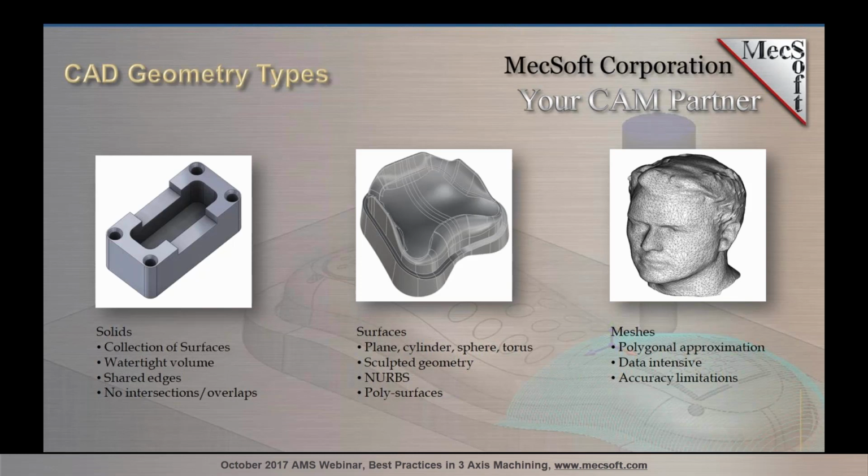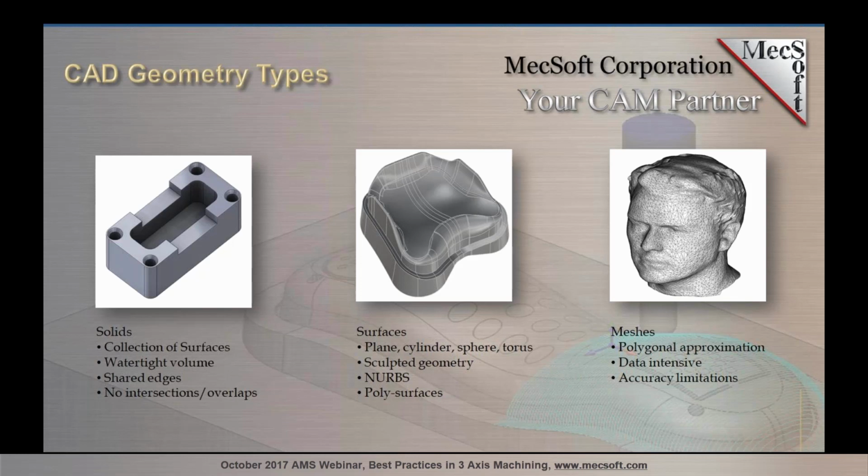The next type of geometry is surfaces, and surfaces are a mathematical representation of the geometry, and you can have the mathematical representation cover standard shapes like plane, cylinder, sphere, torus, etc. But you can also represent sculpted geometry or free-form geometry.